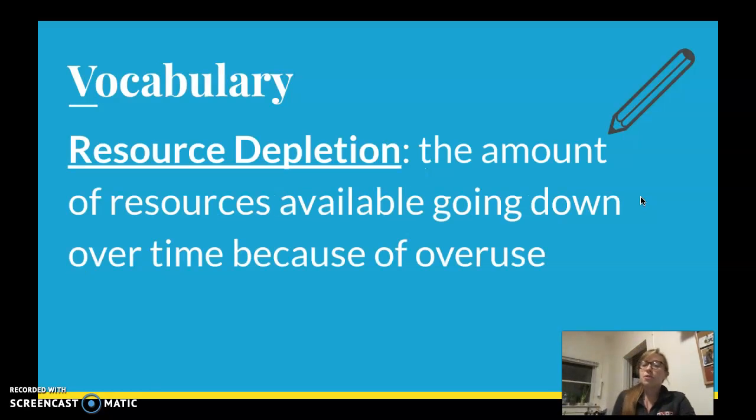All right, and then resource depletion. This is the amount of resources available going down over time because of overuse. So the word depletion means decreasing, basically.